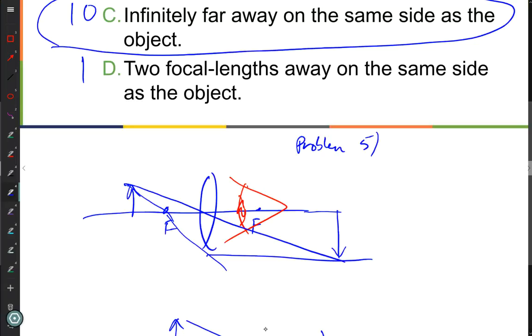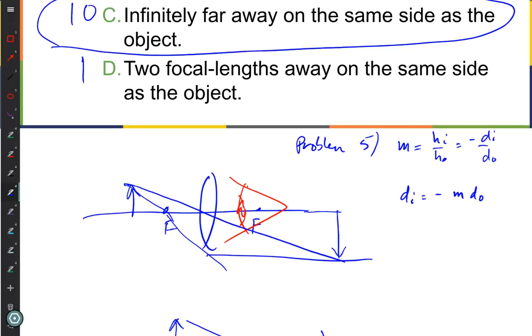So for problem 5, for both, the magnification is equal to the height of the image over the height of the object, which is minus the distance image over distance object. And notice you have a simple relationship that says the distance image is equal to minus m times distance object. So you have a simple relationship between the image distance and the object distance that you combine with the thin lens equation to solve your problems.